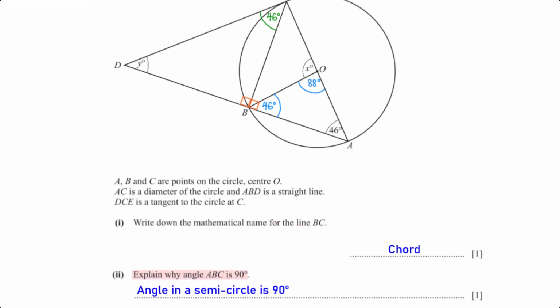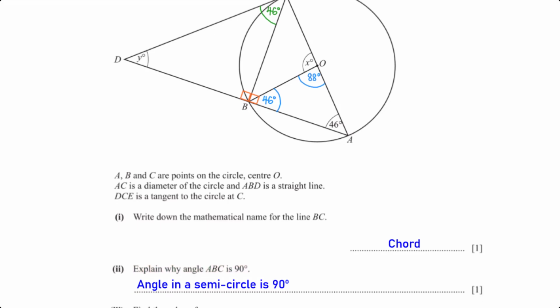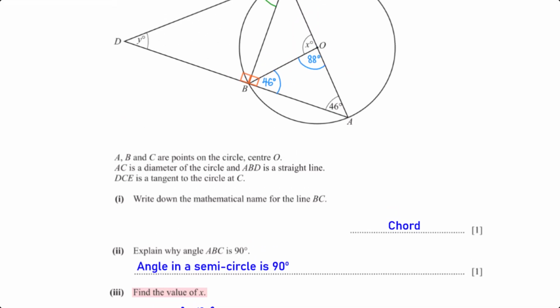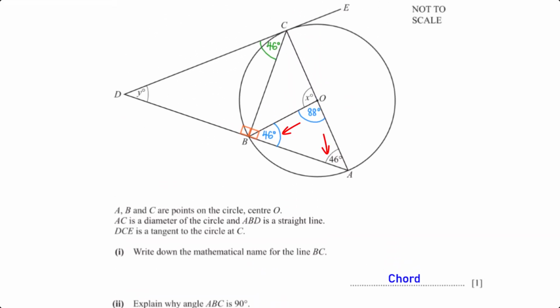Explain why angle ABC is 90 degrees. This is because the angle formed in a semicircle is 90 degrees. Find the value of x. Base angles in an isosceles triangle are equal. So to get this angle, we subtract 2 times 46 degrees from 180 degrees, which is equal to 88 degrees.